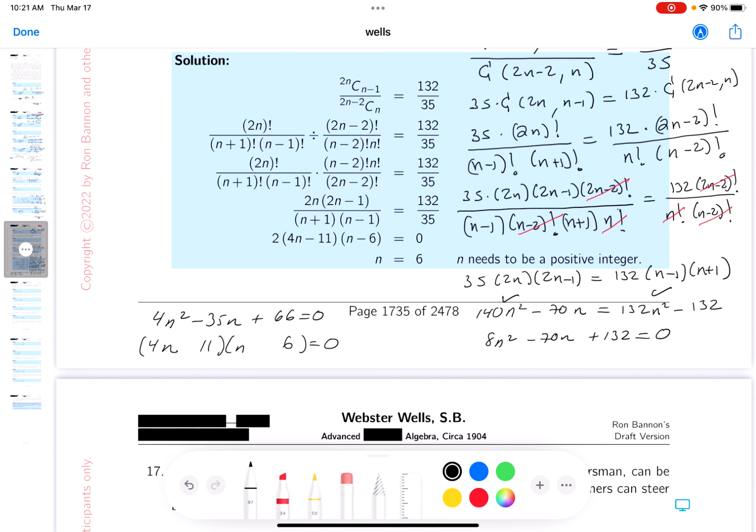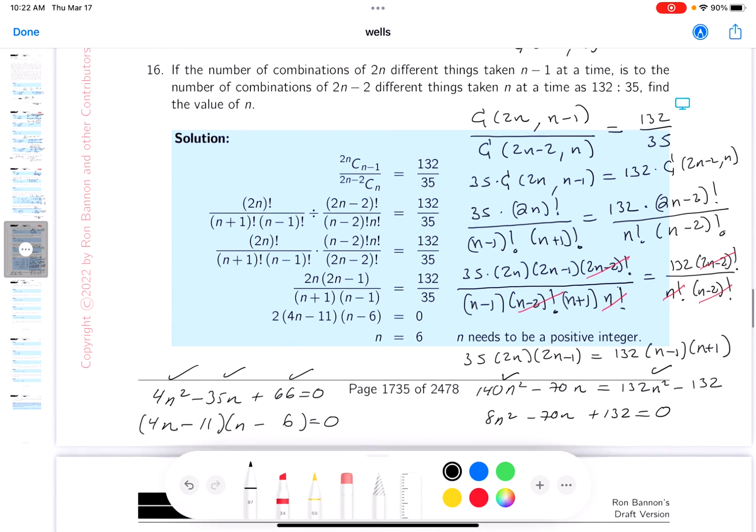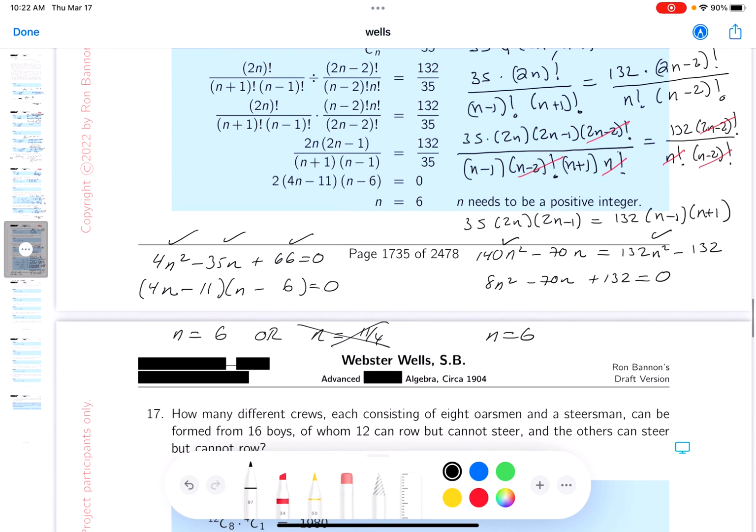Let's see. Looks like minus, minus. Let's just check to make sure that works. I get 4n squared certainly, and I definitely get 66. It's the middle guy I struggle with. Minus 24 and minus 11 is minus 35. So n equals 6, or n equals 11 quarters. We cannot have n be 11 quarters, so n must be equal to 6. Let's go back and see what the question is. Oh, find the value of n. We just did it. n is 6. Is that in the answer key?